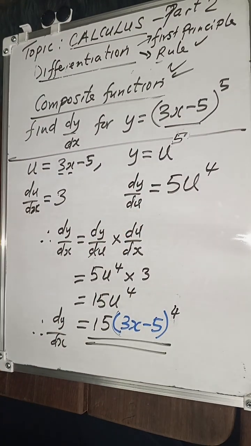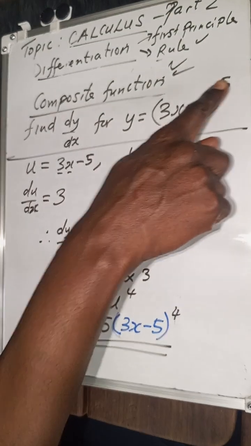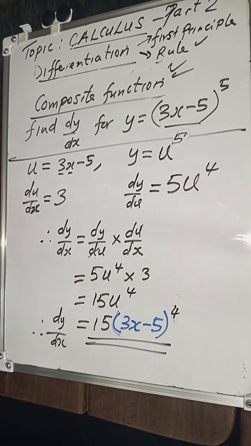So if you find it that way, you can use composite function because you cannot expand up to the 5th power. It's going to be lengthy, but you can use composite function to do that.